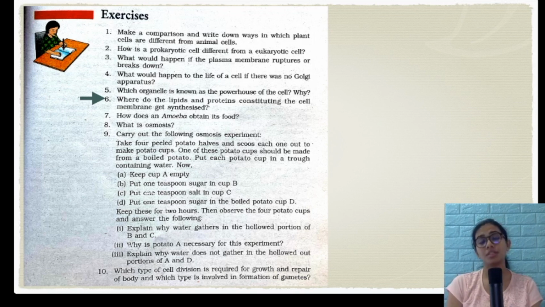And mind you, not just the structure of the plasma membrane, but also the structure of the individual membranes of every cell organelle. All cell organelles are membrane bound, remember? So all their membranes have this structure, that is, the lipids and proteins in them. So where does all this get synthesized?